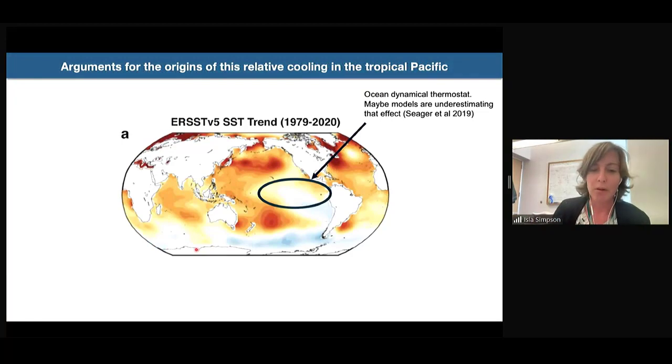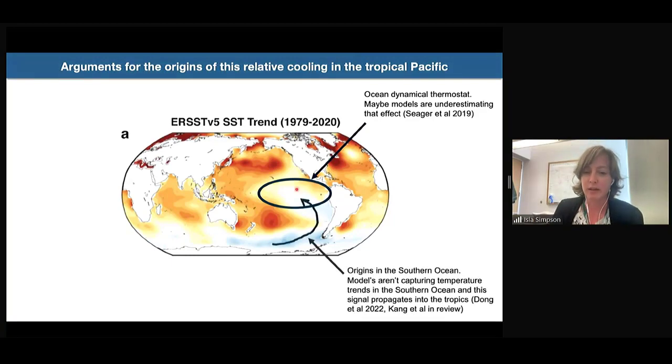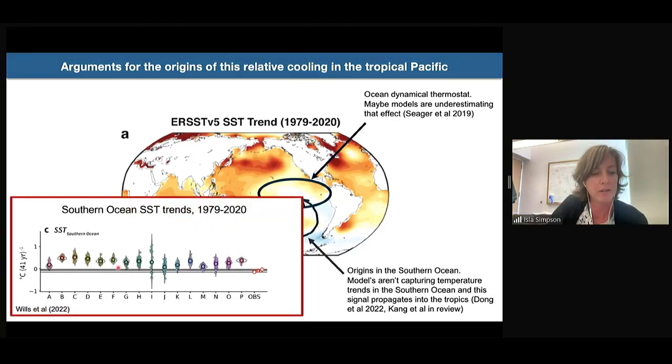So there have been a couple of arguments made for what might be going wrong in models. One is focused on the tropics and that models might be getting this ocean dynamical thermostat mechanism wrong. But the other is linked to the cooling in the Southern Ocean, and that maybe models are not getting this cooling in the Southern Ocean, and this signal is being transmitted into the low latitudes. And indeed, if you compare the Southern Ocean trends in models, which all tend to show a warming, the observed slight cooling in the Southern Ocean lies at the very edge of the model distribution.